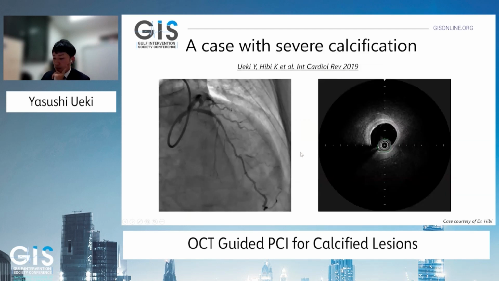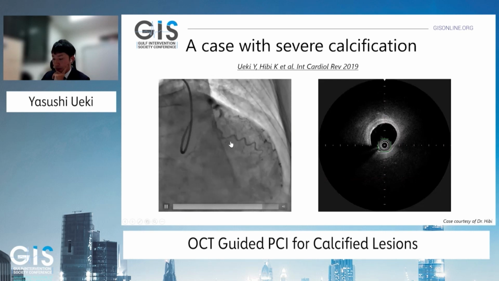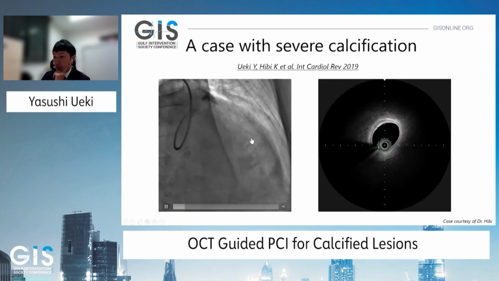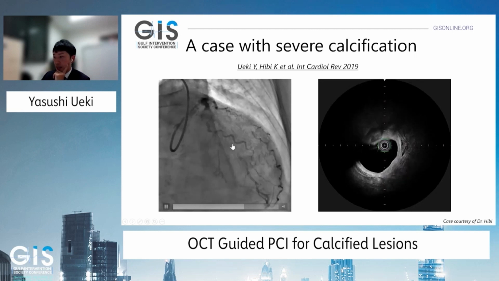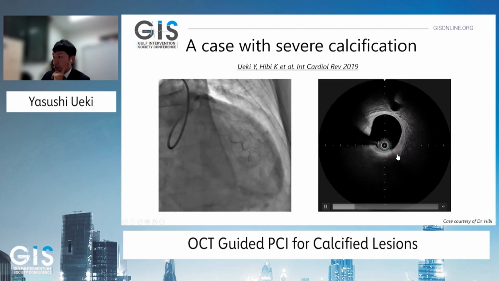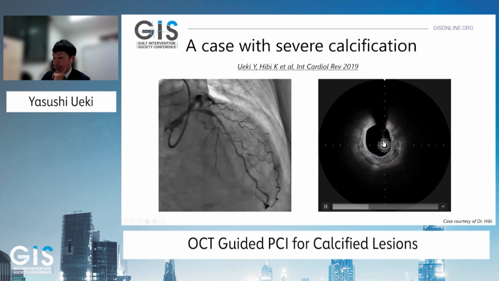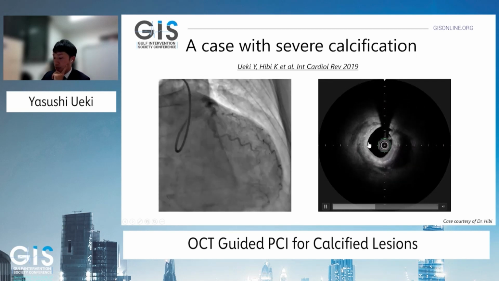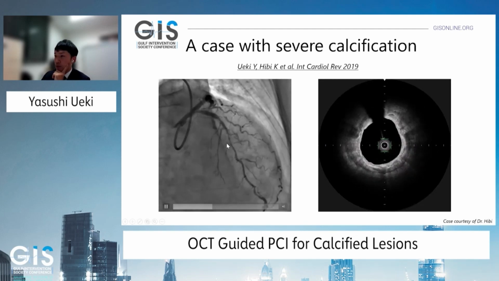So let me share the first case. Angiography showed diffuse stenosis with severe calcification in the LAD, and OCT showed very diffuse, thick, and concentric calcified plaque, almost all regions in the LAD.